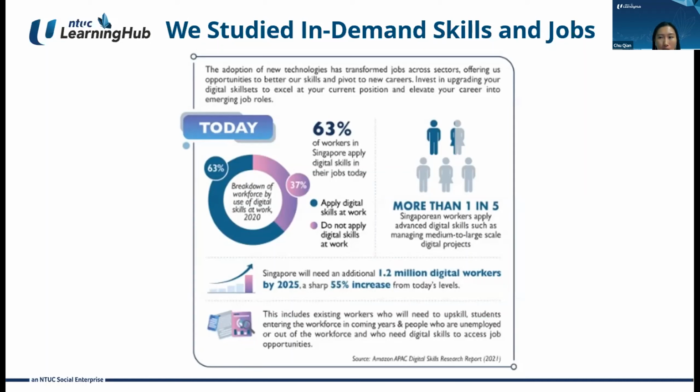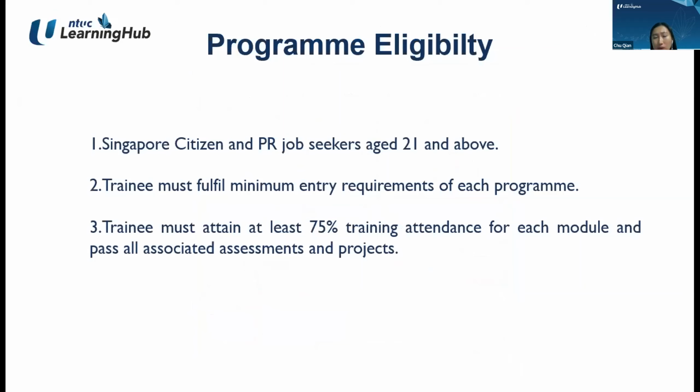And of course, we hope that through our SCTP design in partnership with subject matter experts, you can upgrade your digital skill sets to pivot into emerging job roles with strong demand. So I'll just share briefly about the program eligibility. It's very simple. It's eligible for Singapore citizens and PR job seekers aged 21 and above. You must fulfill the minimum entry requirements of each program. And you must attain at least 75% training attendance for each module and pass all associated assessments and projects.